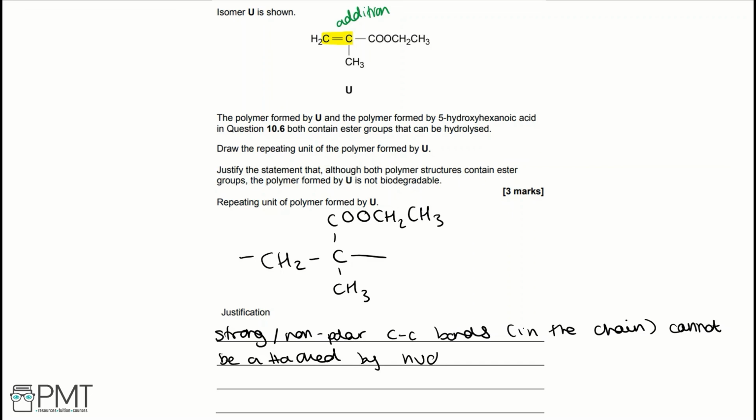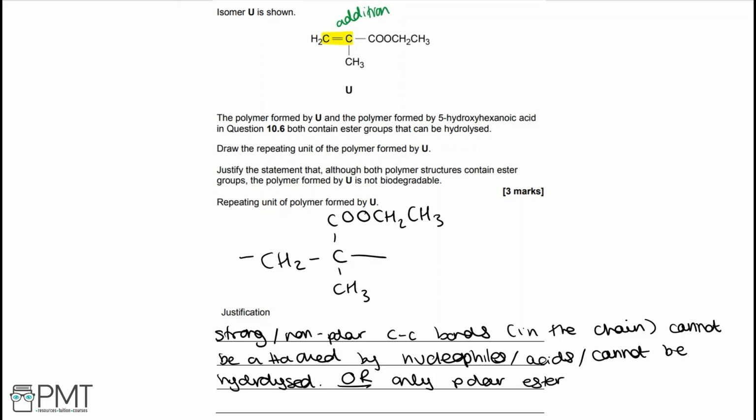So we have non-polar carbon-carbon bonds that are really strong in the chain, and these can't be attacked by nucleophiles or acids, and that means it can't be hydrolyzed. If it can't be hydrolyzed, it can't biodegrade. Then your second justification is looking at the polymer for 5-hydroxyhexanoic acid, which has a polar ester group, and that can be attacked by nucleophiles or acids, so it can be hydrolyzed and therefore it can biodegrade.